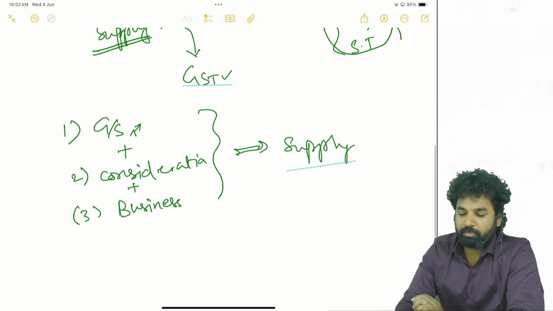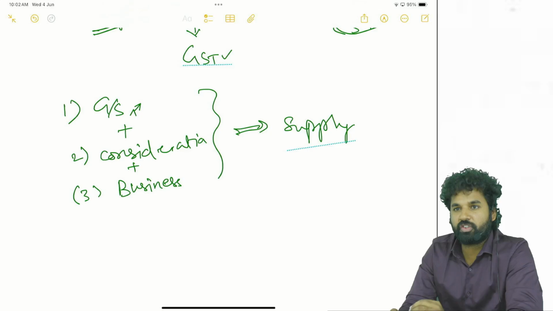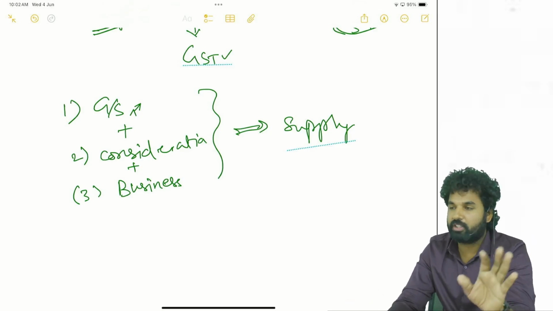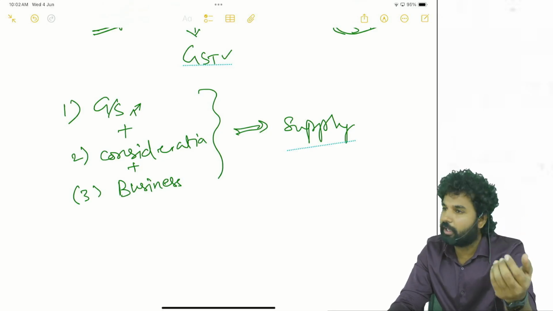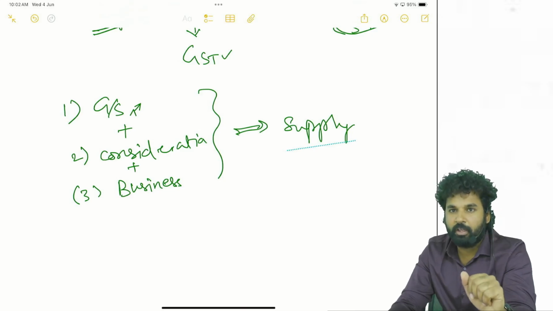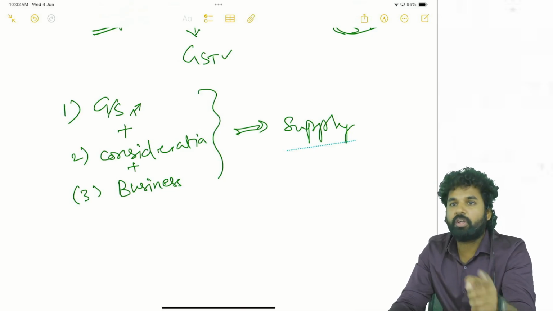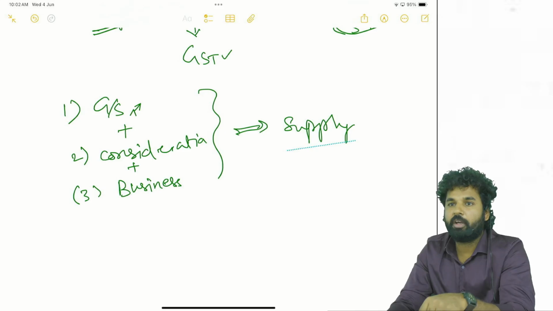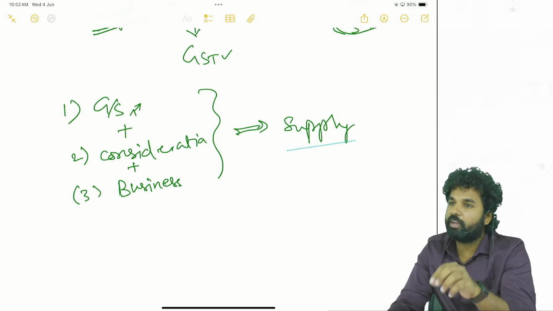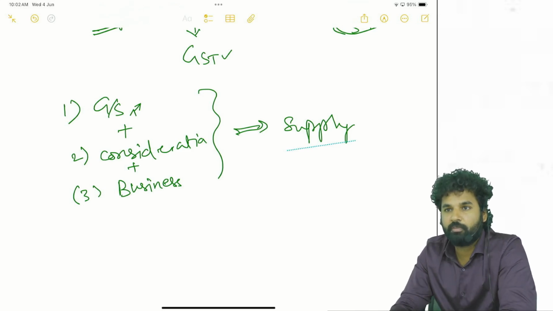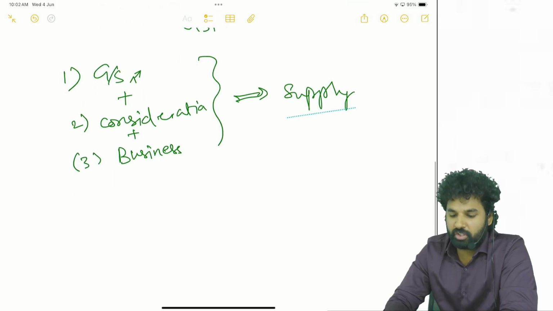See, if an activity is treated as supply, that means all the conditions are satisfied. That means they are dealing in goods or services, and there is a consideration for such transaction, and it happened in the course or furtherance of business. Then it can be called a supply. Even if it is called a supply, we cannot say that GST is attracted on such transaction.